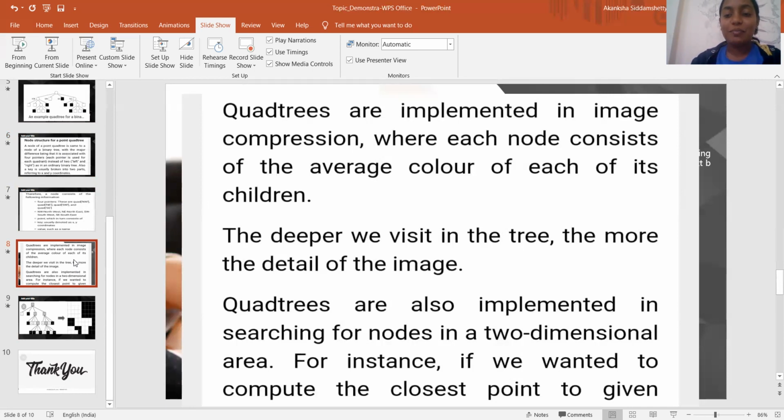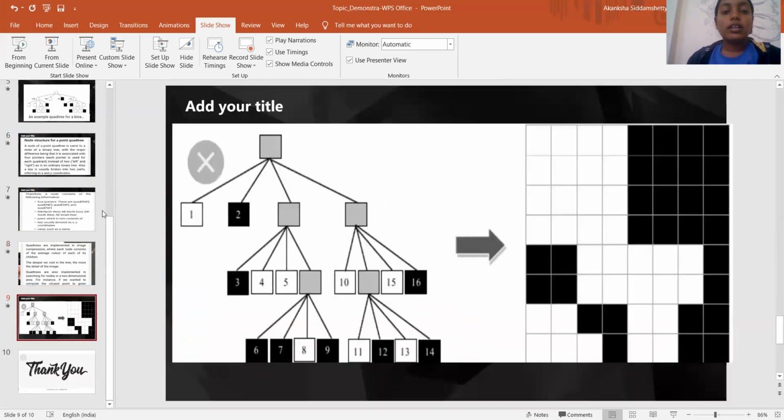Quadtrees are also implemented in searching for nodes in a two-dimensional area. For instance, if we wanted to compute the closest point given a location, this is an example of a quadtree.